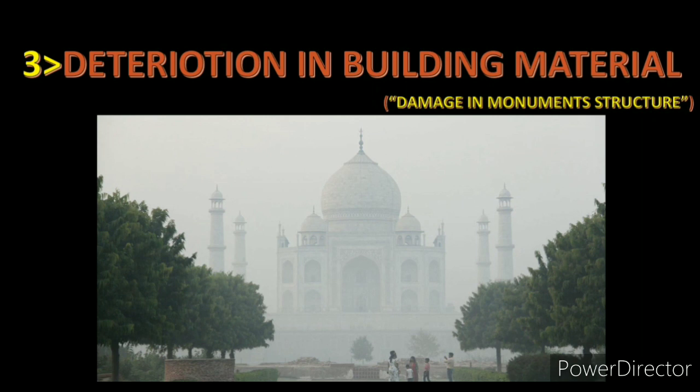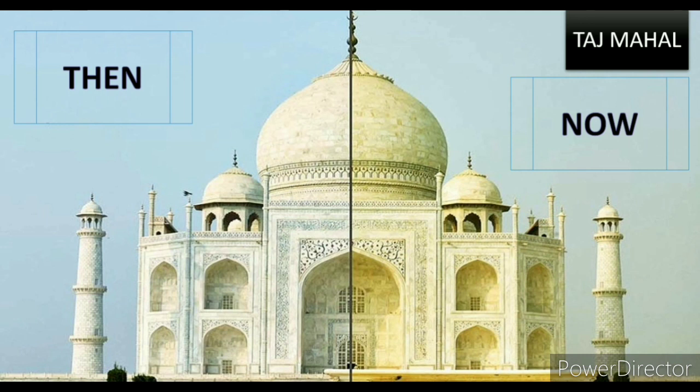Deterioration of building material means damage to monuments and building structures. Here is a picture of the Taj Mahal. You can see how white it was before, and now it is somewhat yellowish. It is because of the industrialization around the Taj Mahal. Due to government orders, it is now stopped, so after some time it is becoming whitish again.